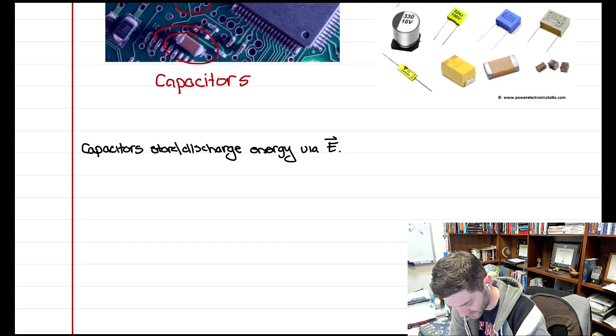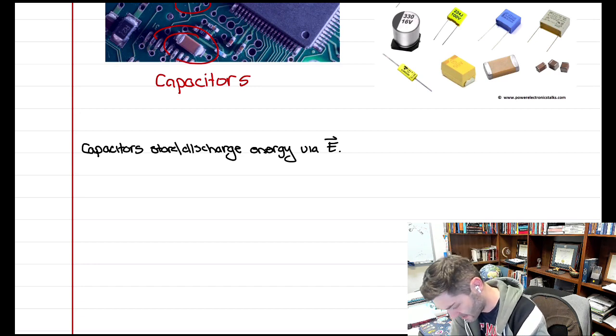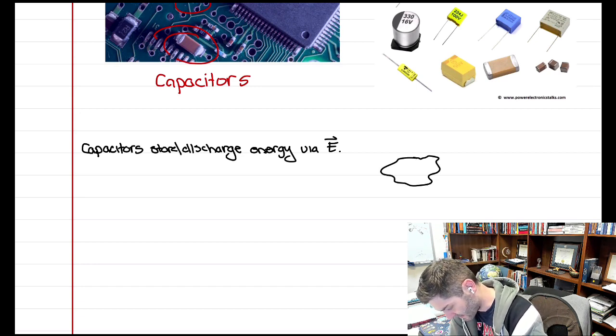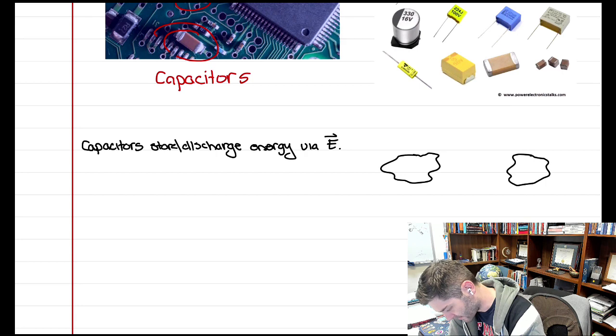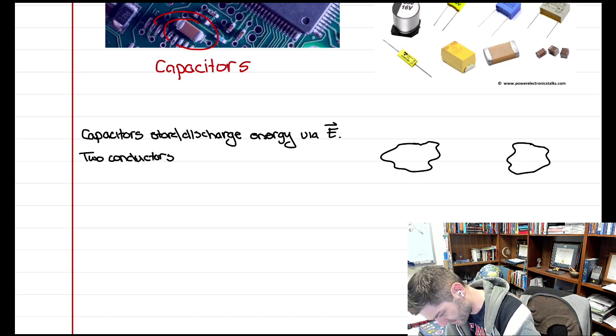A capacitor is generally defined this way. I said the most common was two plates, but essentially if I have two conductors near one another, that can be used to create a capacitor. So I'm going to have two conductors. Two conductors create a capacitor.